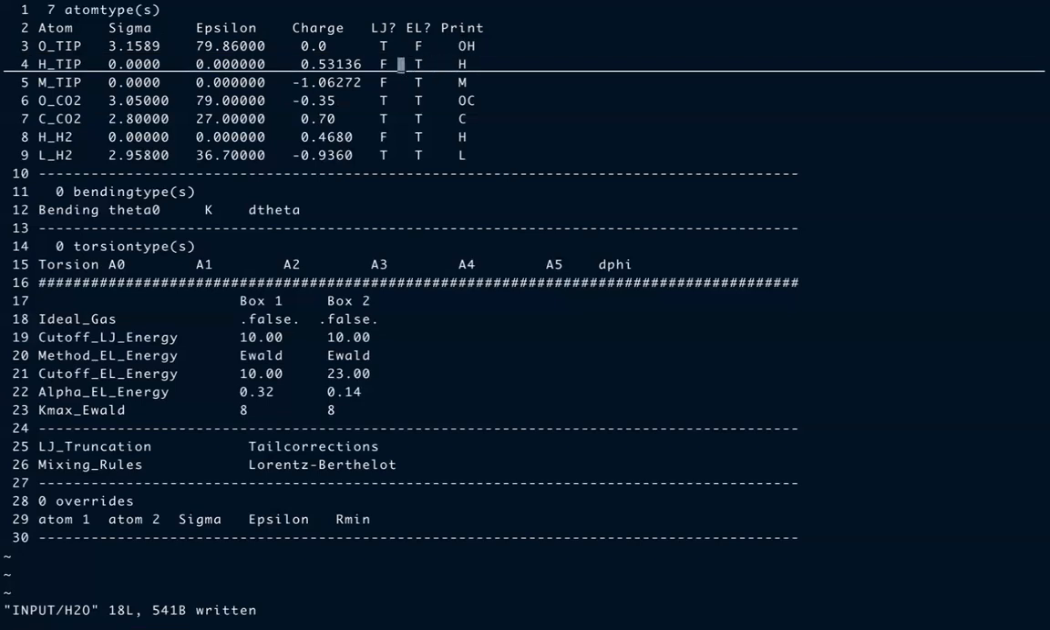Now, similarly for hydrogen tip, we see that it is not a Lennard-Jones site, and you can also recognize that by the 0 and 0 in the sigmas and the epsilons. It has a partial charge corresponding to 0.53136 and so on. Now you have to specify that it's not a Lennard-Jones site, but even if you say true for the Lennard-Jones site, you would end up with all zeros. So it wouldn't matter. And finally, you have the electrostatic, which is true. So the hydrogen in the water molecule participates in the electrostatic interactions. And I print it as H.